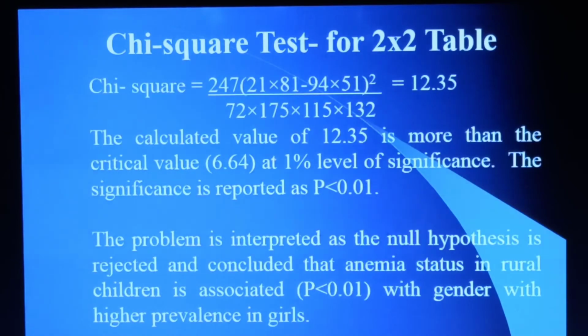no association is rejected. Recall the calculated value of 12.35 is more than the critical value at 1%. So the corresponding p-value is p less than 0.01. How is the problem interpreted clinically and reported? The null hypothesis is rejected, and it is concluded that anemia status in rural children is associated with the gender, with higher prevalence in girls.